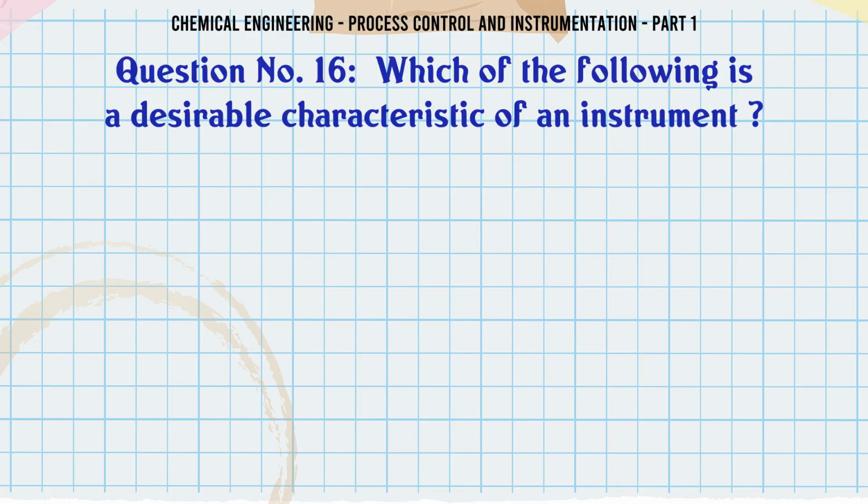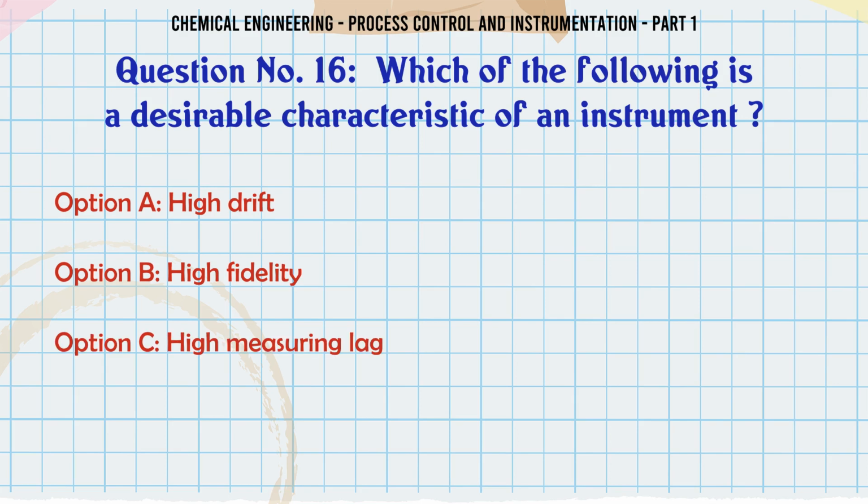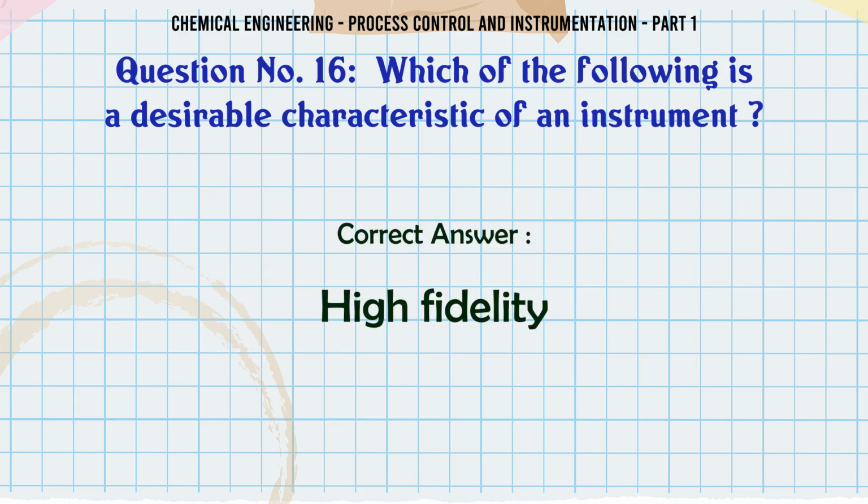Which of the following is a desirable characteristic of an instrument? A. High drift, B. High fidelity, C. High measuring lag, D. Poor reproducibility. The correct answer is high fidelity.